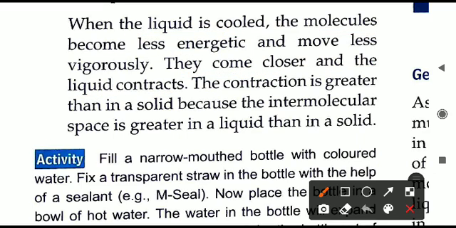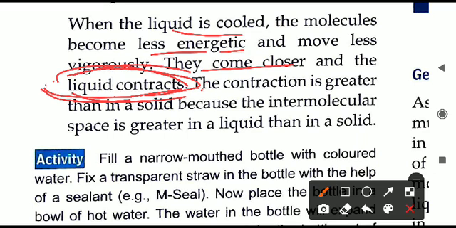What has happened here? We are cooling the liquid. On cooling, the energy of the molecules is less and they are coming close to each other. When they are coming close to each other, we say that the liquid has contracted.